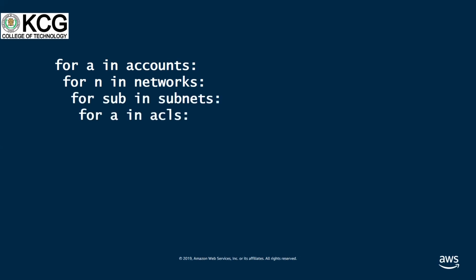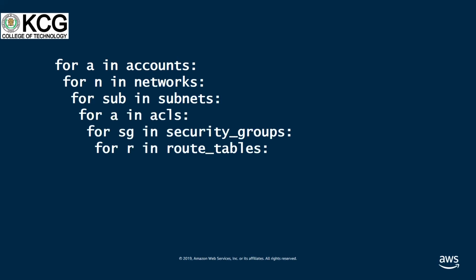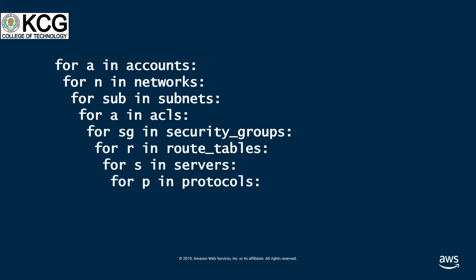So let's say each of these accounts will have multiple networks. These networks will have subnets. Subnets will have access control lists. Underneath that, you also have something called security groups. You also have route tables, which define how the packets must flow within these networks and outside of the networks. And then, of course, these networks also host servers. And then these servers have protocols. And then, of course, you have ports that live in each of these servers.